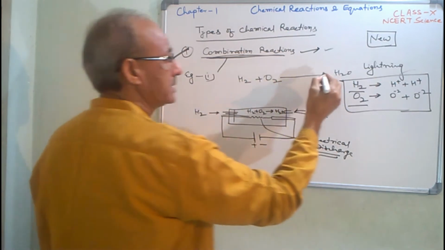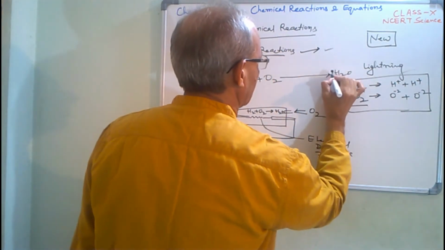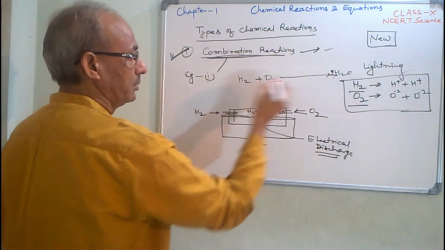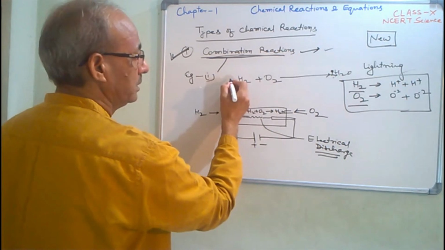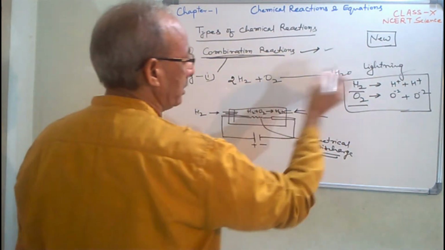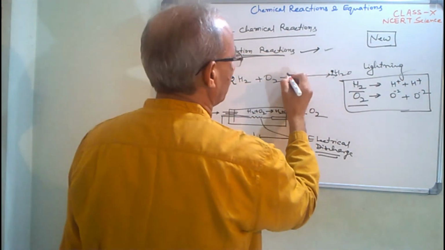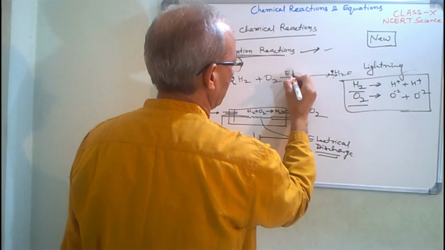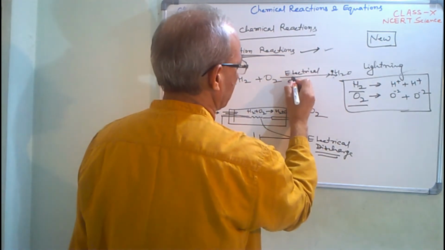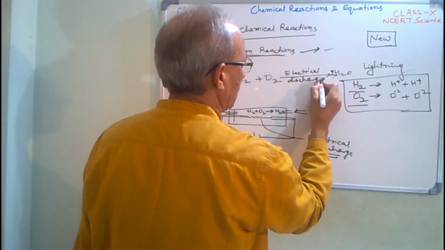Here we will balance this chemical reaction by putting two coefficient before water molecules and two here. By this way we balance them. Here the condition is electrical discharge or lightning.